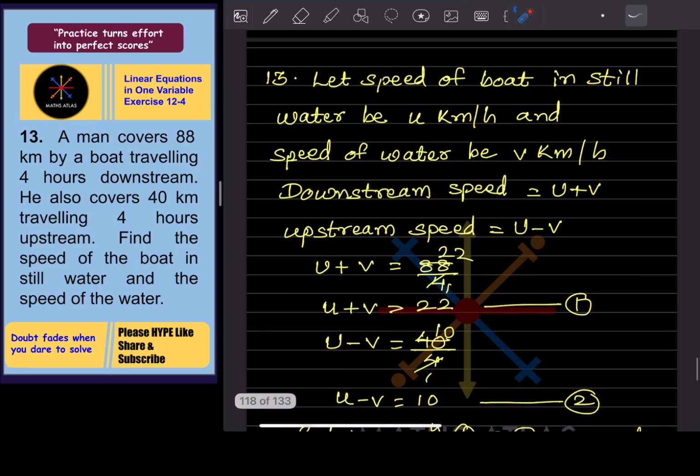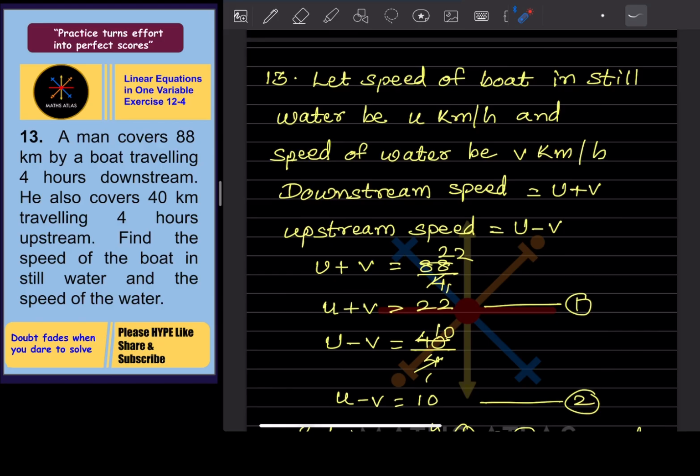A man covers 88 km by boat traveling 4 hours downstream. He also covers 40 km traveling 4 hours upstream. Find the speed of the boat in still water and the speed of the water. So let speed of boat in still water be u kilometer per hour and speed of water be v kilometer per hour. So whenever there is downstream, we have to add: downstream speed is u plus v, and upstream will be u minus v. Now it's given here.